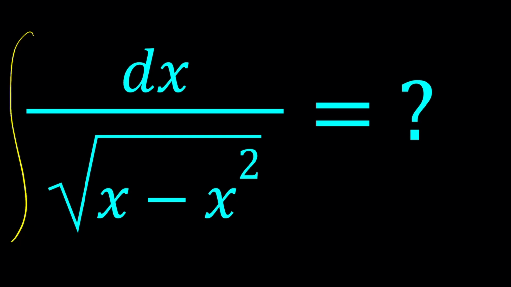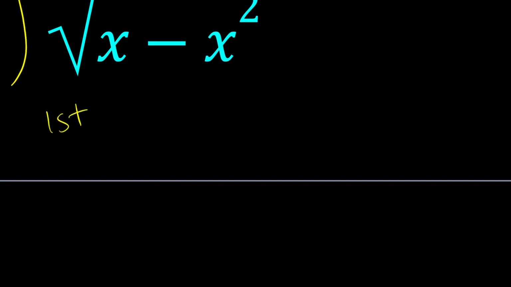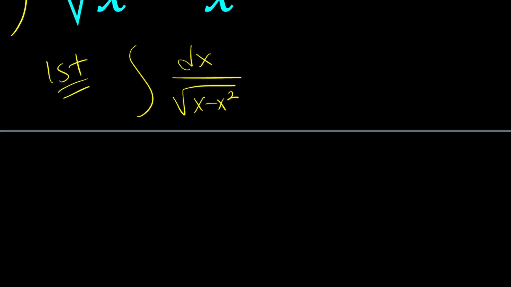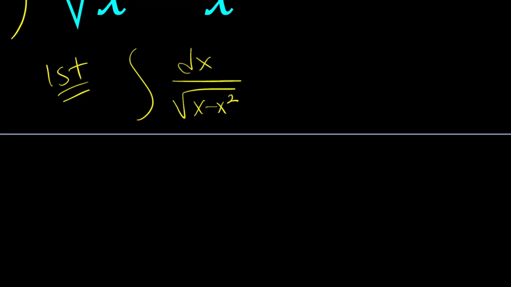Well, I'll be presenting two methods, even though I had an attempt for a third method which I'll probably share with you, but I didn't get to the end. Anyways, let's start with the first method. So we're going to integrate dx over square root of x minus x squared. Now, for my first method, I'm going to separate this into a product.